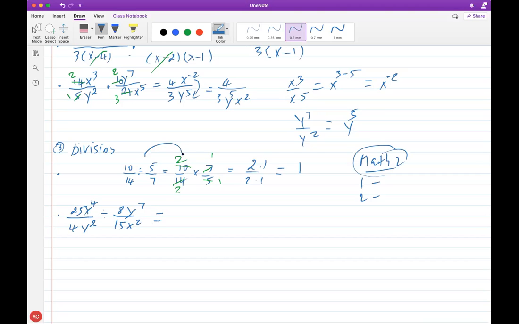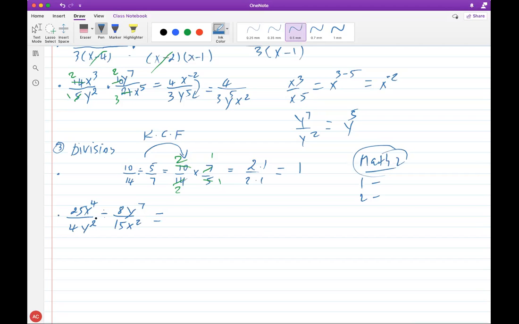So what we call, by the way, we call this keep, change, flip. If you recall on fractions, keep the first one, change the division into a multiplication, and flip. Flip is when we flip the second one. Only the second one flips. We get what we call the reciprocal. So let's do that first.